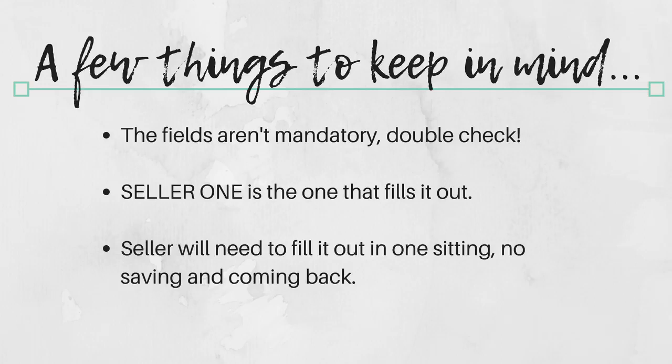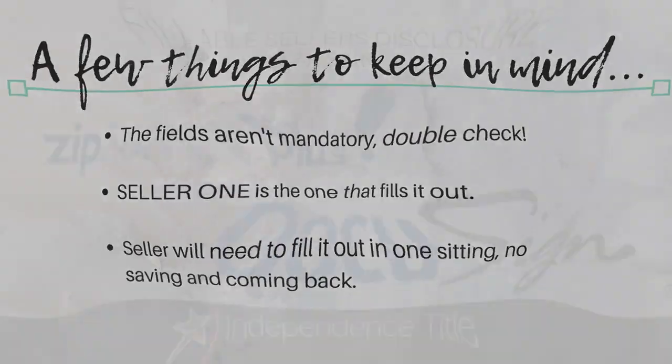A few things to keep in mind once you've sent the seller's disclosure to your seller. The fields aren't mandatory, so once they've finished, go in and check and make sure they filled out everything they needed to. Seller 1 is the one that fills out the form. So if you have two sellers, add Seller 1 to the one that wants to fill it out, and then add a second Seller 2 so they can initial it once it's done. And then the third thing is seller will need to fill this out in one sitting. They can't save it and come back. So maybe you want to send it to them beforehand so they can go ahead and look at it and prepare to fill it out once you send it to them via Docusign.